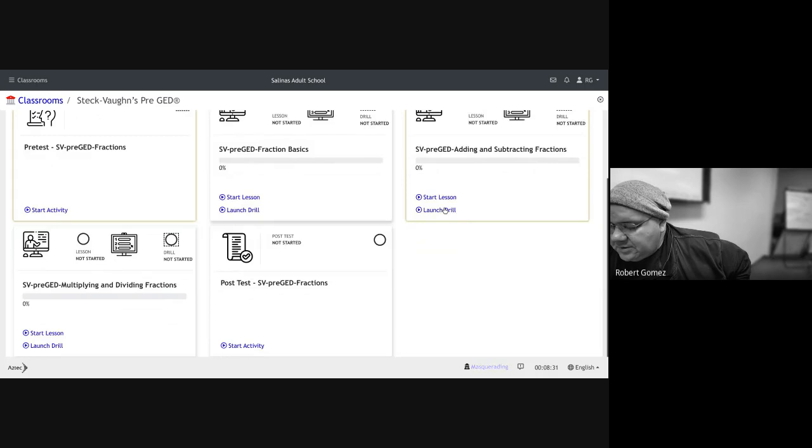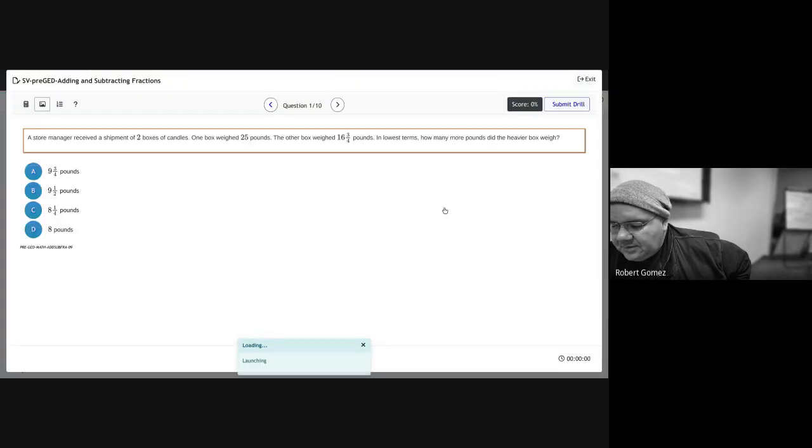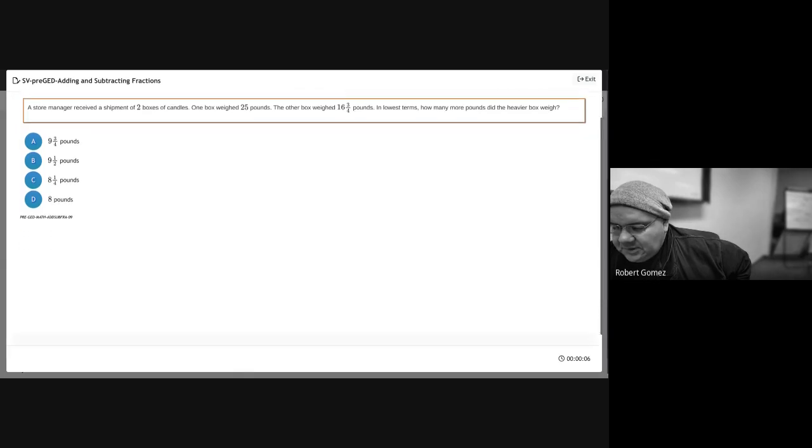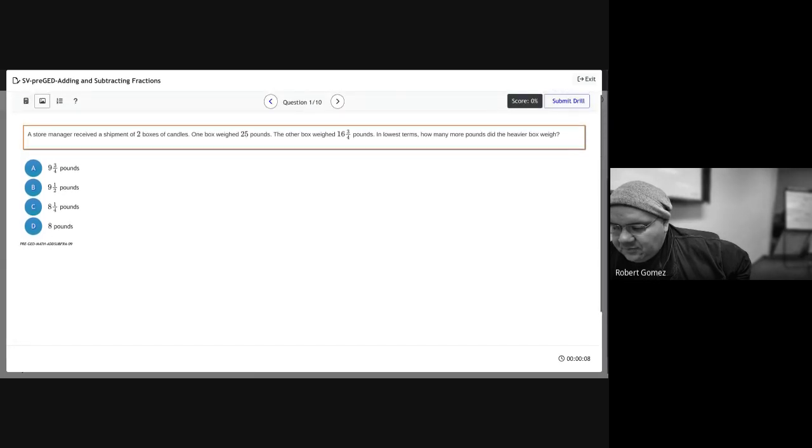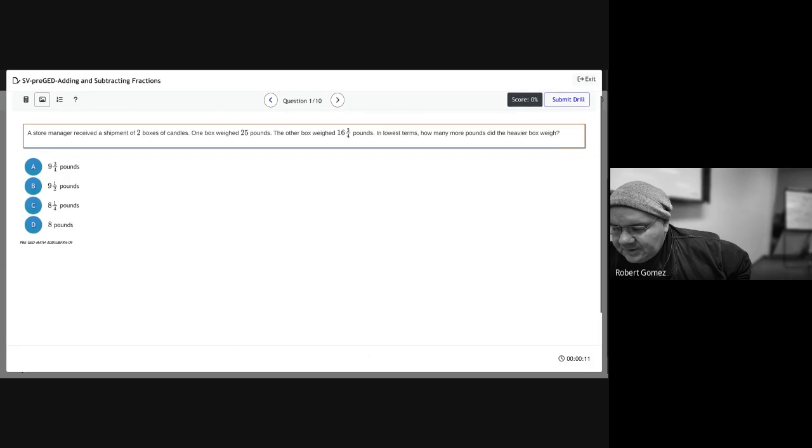Okay, so I'm going to look at the drill for this one. There's a couple of things that we need to be able to do before we start adding and subtracting fractions. One of the things we need to be able to do is manipulate improper fractions and mixed numbers, right?